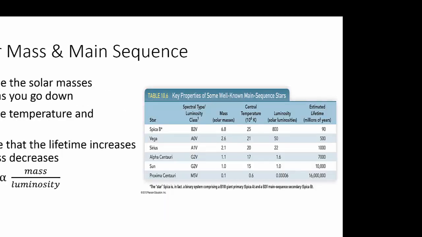So this is another table from your book. It gives you some stars and classifications. It's basically showing you here that the temperature and the luminosity will go down if the mass goes down. Now what's interesting here is that the lifetime increases as mass decreases. So the life of the star is longer if the star is not very massive.